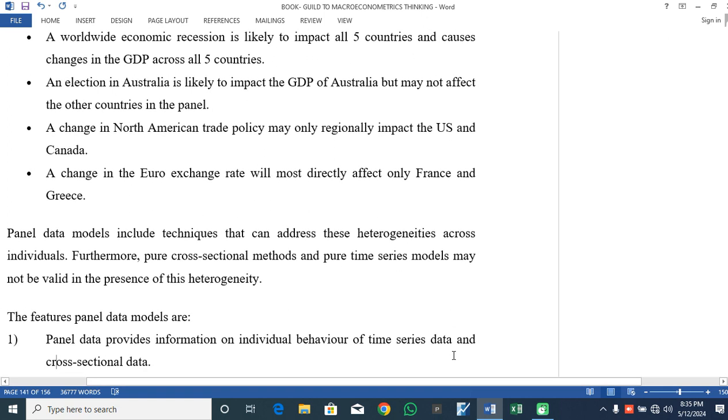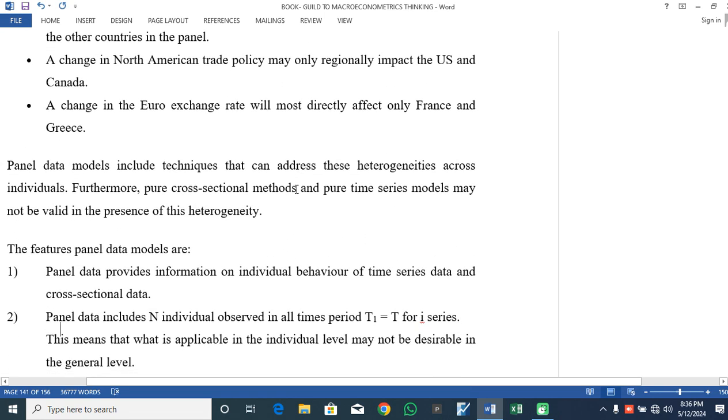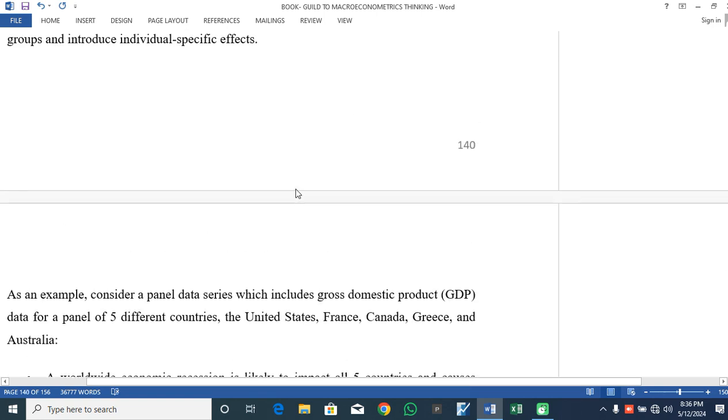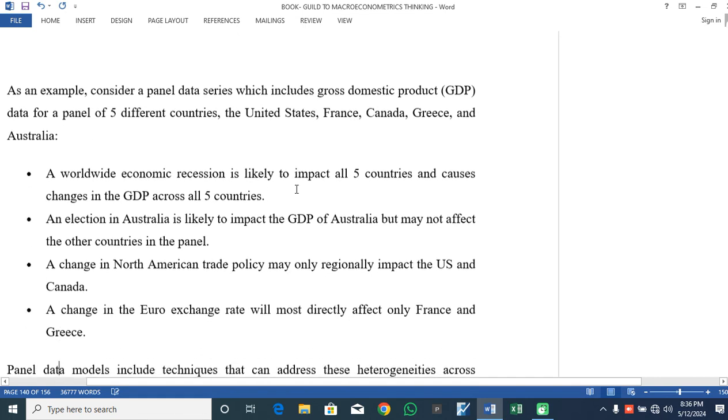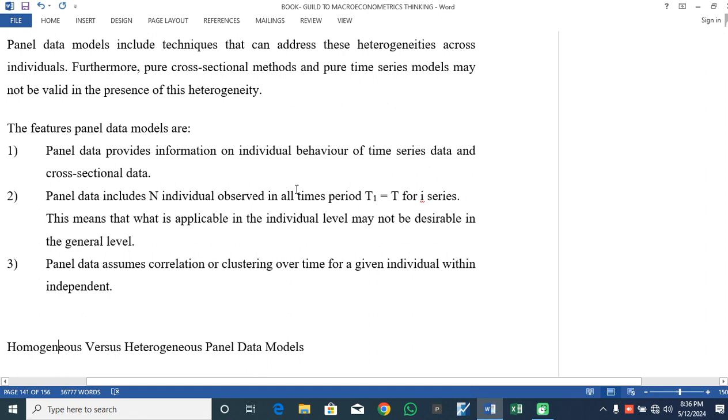Panel data models include techniques that can address this heterogeneity across individual countries. Furthermore, a pure cross-sectional method and a pure time series model may not be valid in the presence of the above-mentioned heterogeneities in the 5 countries. So if we are to look at how to model how the gross domestic product of these 5 countries works, we will need the panel data framework to give a comprehensive explanation of how they work.